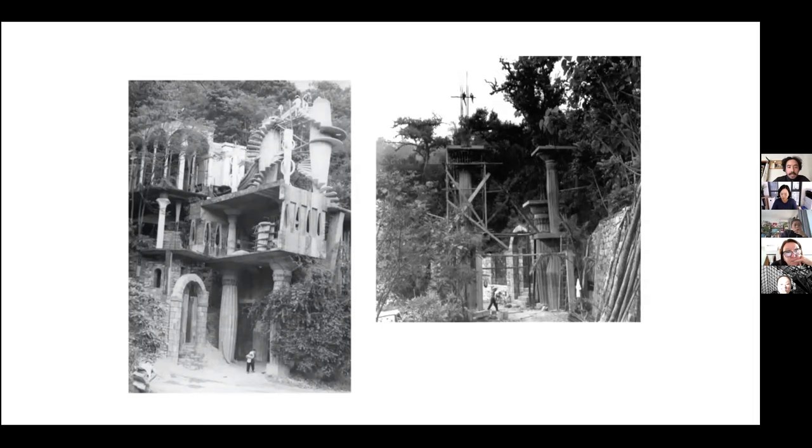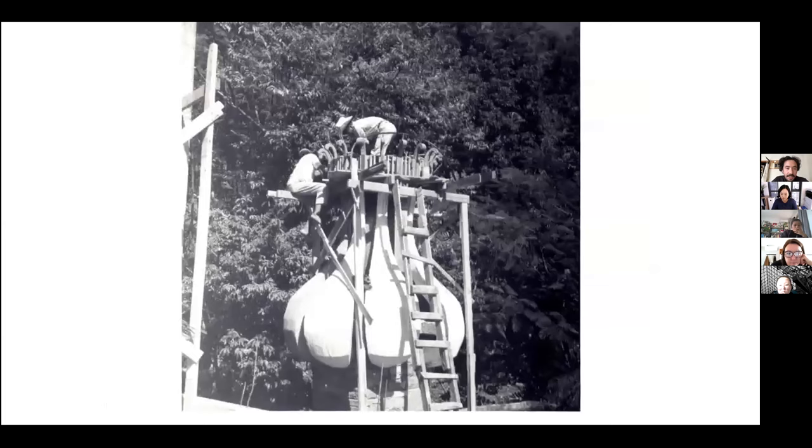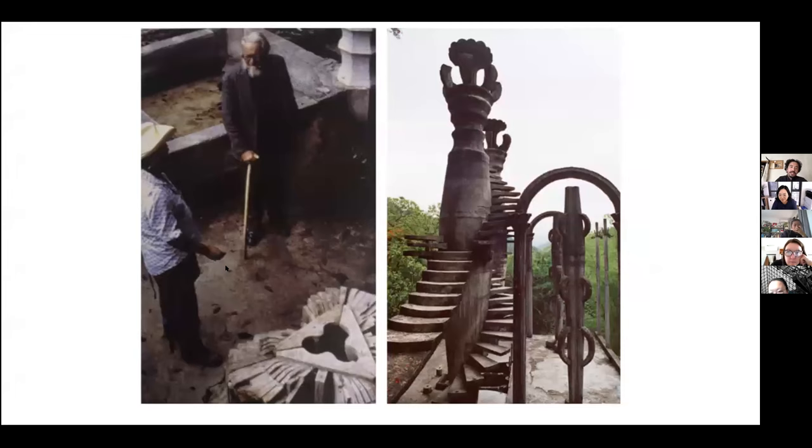I'm just showing you how these things were built at that time. You can see the reinforcement bar sticking out and how the formworks were being attached to these structures. On the left, you can see Edward James having a chat with the carpenter about this formwork. And on the bottom left, this is one of the formworks for the columns on the right.